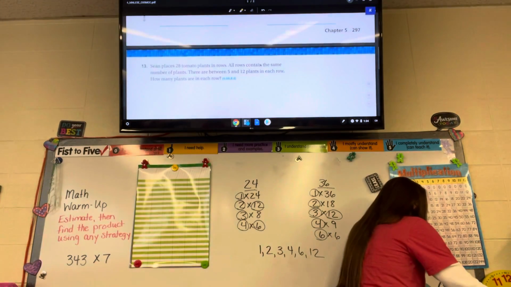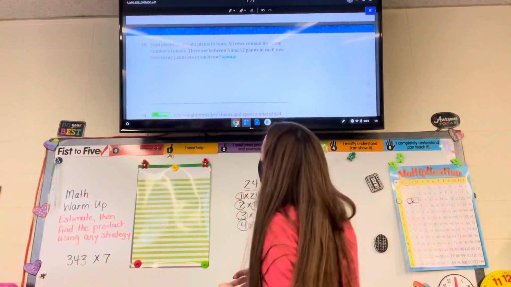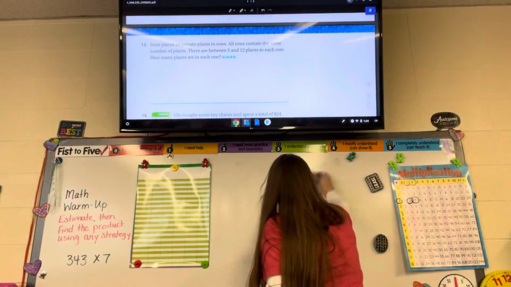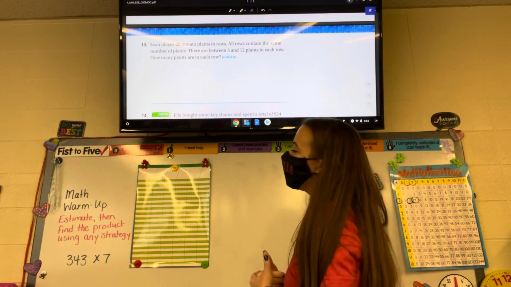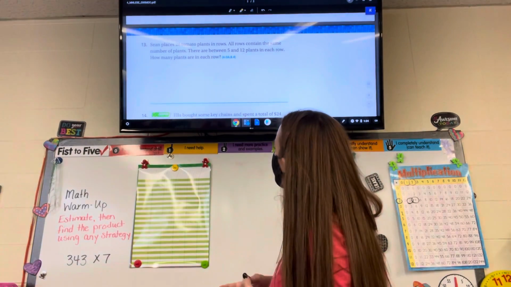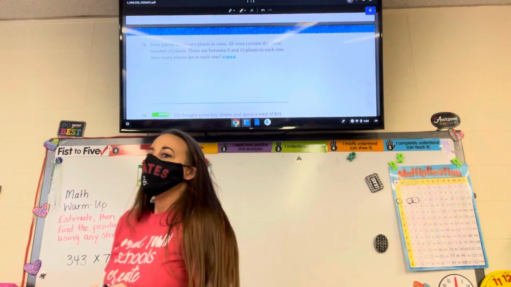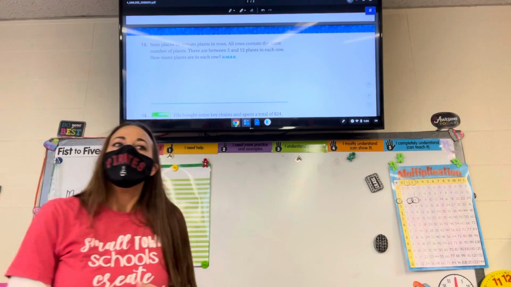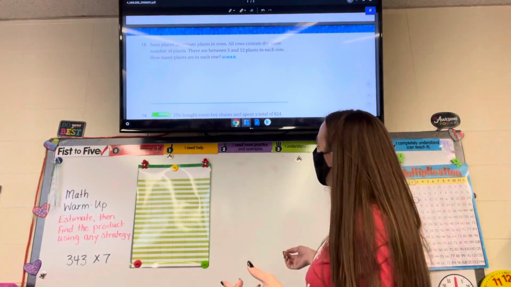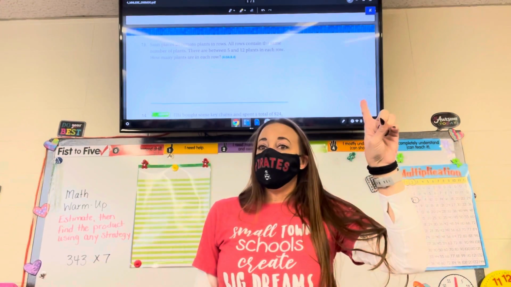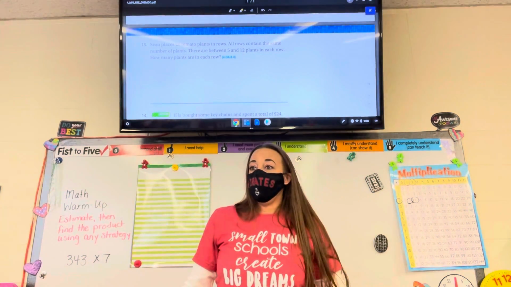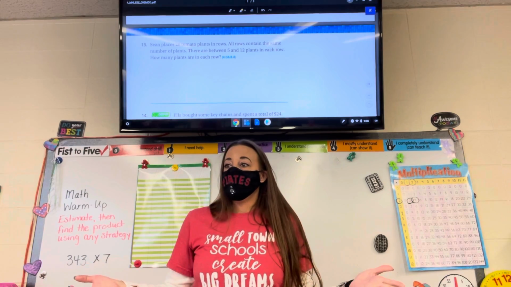On the back, number 13 says, Sean places 28 tomato plants in rows. All the rows contain the same number of plants. There are between 5 and 12 plants in each row. How many plants are in each row? So this is kind of like a mystery number. In order to find it, you're going to have to find all the factors of 28. One of those factors will be a number, Ella, that's bigger than 5, but less than 12. That is your answer. Okay?